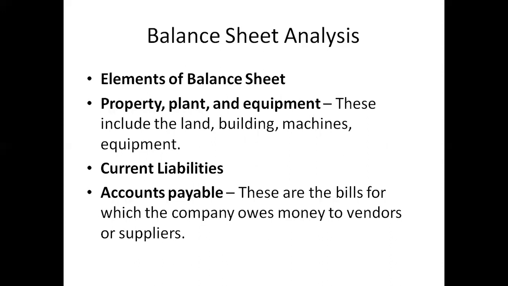Now we also have the elements of the balance sheet in property, plant, and equipment. These include land, building, machines, and equipment. What do you understand by this property such as land and building? These are fixed properties. However, the plant and equipment, these are capital assets.